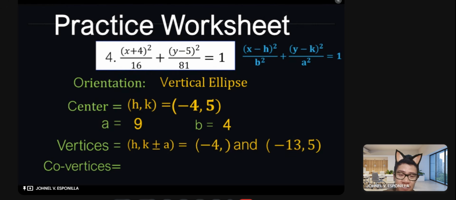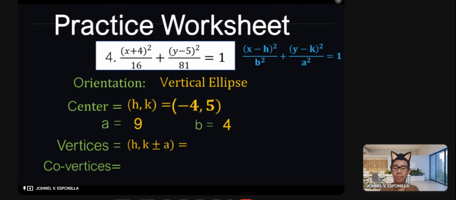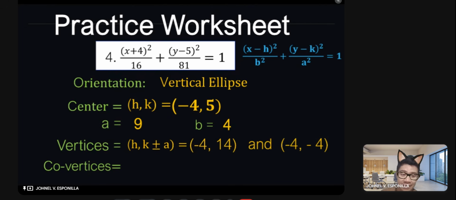I need revision here. Okay, for the revision, ano po ulit yung vertex? Vertices natin. -4 yung h natin. Wala tayong gagawin sa -4 pala. Okay? So k plus minus a. So 5 plus 9 ay 14. At yung pangalawang vertex po, ito yung h natin, and we have -4. Tapos yung k minus a, 5 minus 9, that is -4. These are the vertices of this ellipse.